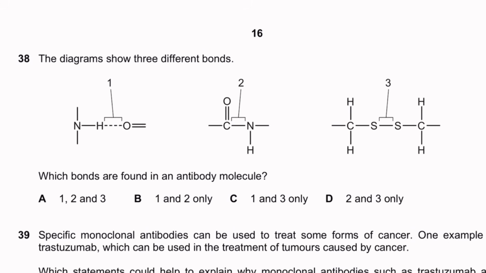Okay. An antibody molecule has disulfide bridges actually, so 3 is available. Okay, 2 is also definitely available because it's a protein. And then hydrogen bonds are part of the secondary structure, so you're probably going to see it too. And that's why I'm going to pick 1, 2, and 3.